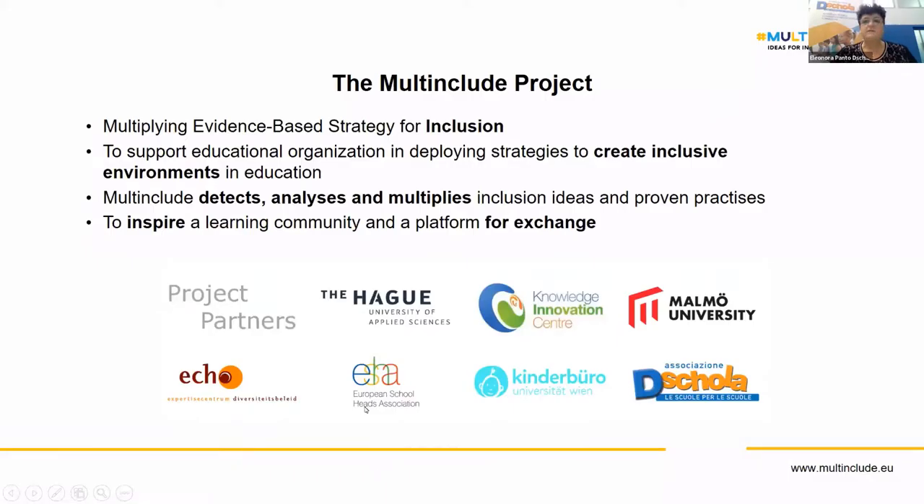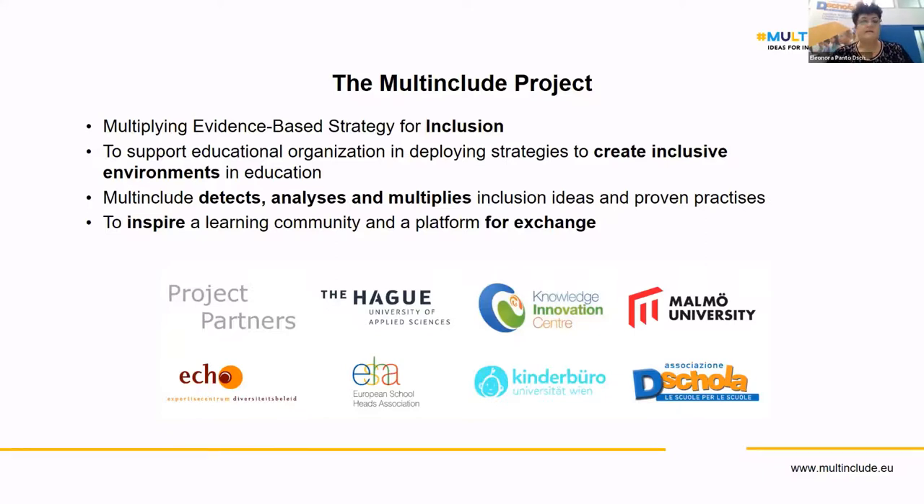The name Multi-Include stands for Multiplying Evidence-Based Strategies for Inclusion. As I said before, we are one of the partners of this project. We worked together to detect more than 70 inclusion ideas from all around the world regarding all levels of education, formal, informal, and non-formal, with the potential to inspire other organizations. We selected mostly grassroots practices that show the pathway to success for every student and that have the feature to be replicable in other contexts. This project is supported by the European Community in Action KA3 of Erasmus Plus.